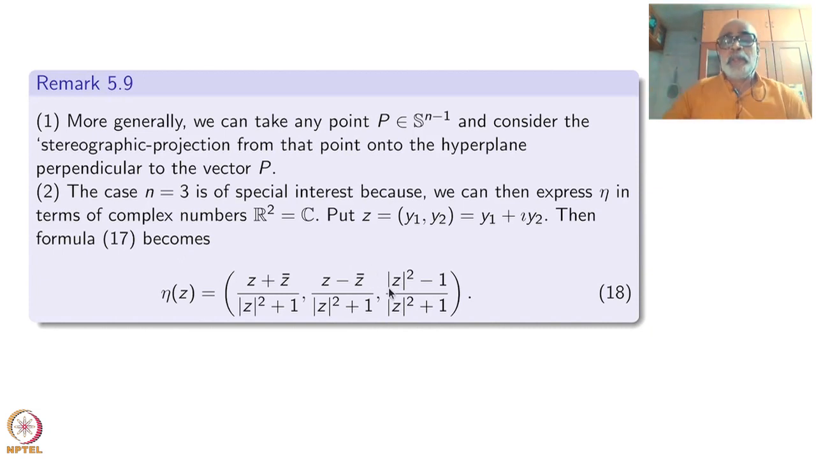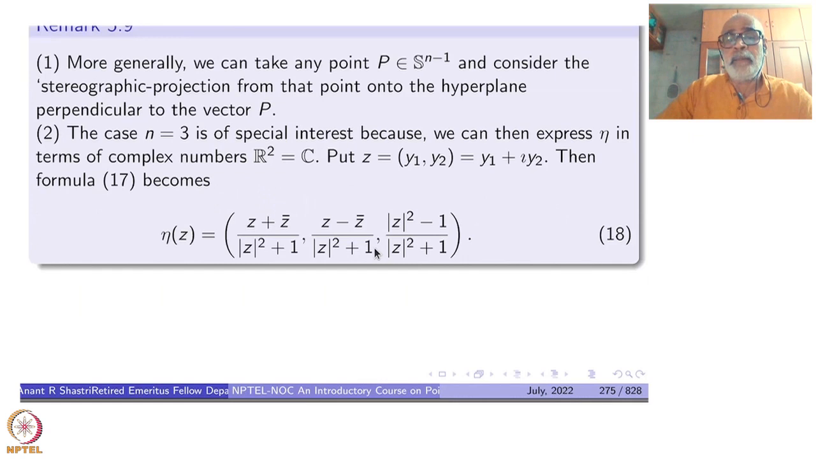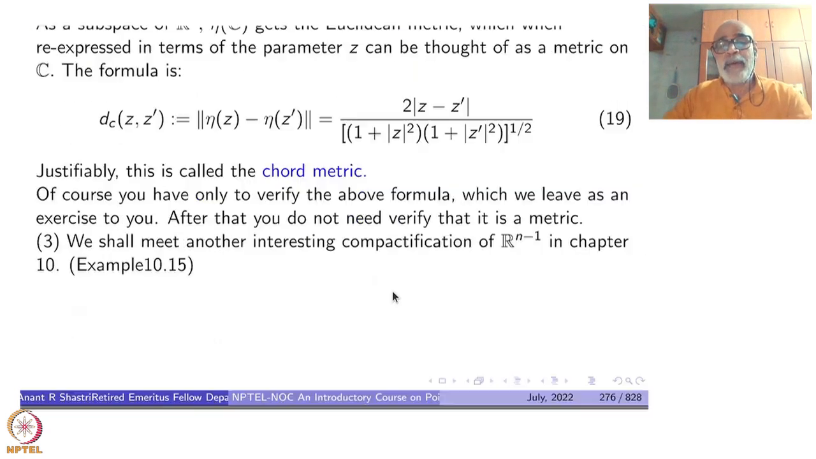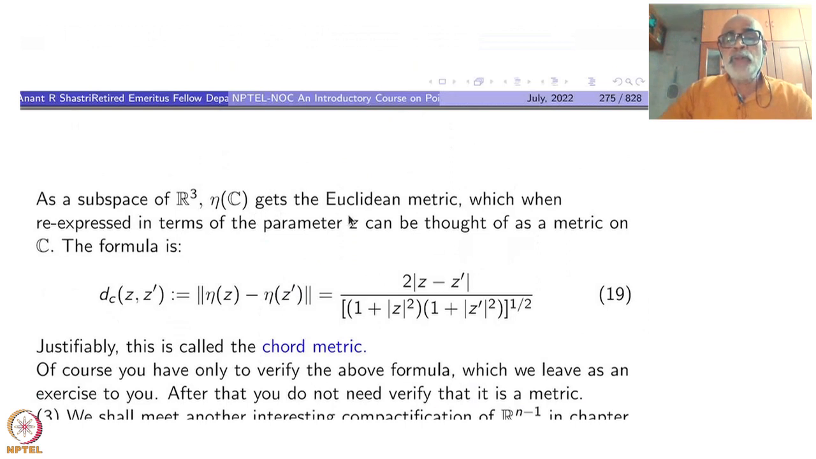Alright, so this picture will actually give you the so-called extended complex plane. C union infinity will be identified by this map with S^2, the unit sphere inside R^3. As a subspace of R^3, eta(C) gets the Euclidean metric from R^3, which when expressed in terms of the parameter Z can be thought of as a metric on C itself. So you are metrizing the complex numbers in a different way.